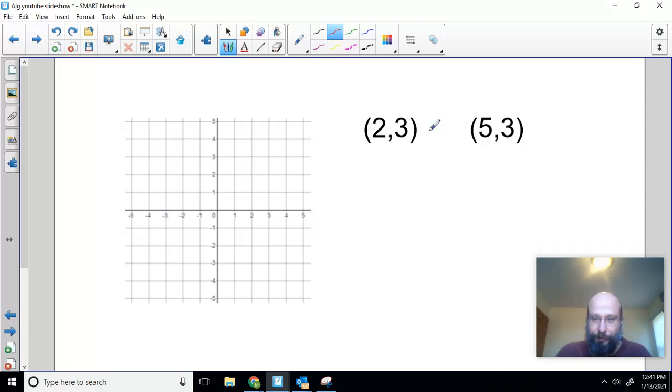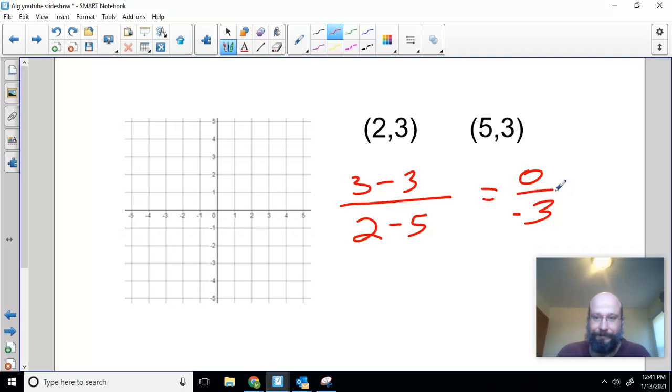So if you have these 2 points, (2, 3) and (5, 3), and you do the slope formula, 3 minus 3, right? y minus y over top of x minus x. y1 minus y2 over top of x1 minus x2. 0 over -3. So that slope is 0. That slope is a 0 slope. So if it's a 0 slope, then that means it goes left and right.